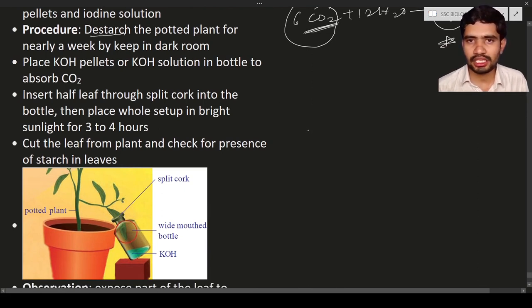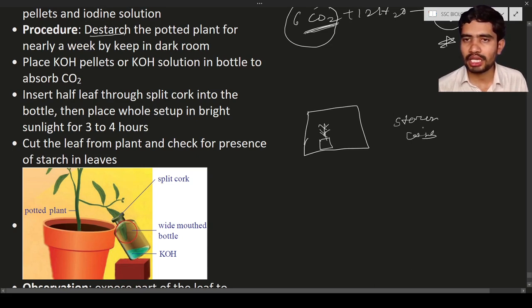So what is destarching? Take a potted plant and keep it in a dark room. What is the reason? If you keep the potted plant in the dark room, the plant is going to lose all its starch, because the starch is consumed. First of all, remember, destarching means removal of starch. De means removal, and starching is nothing but starch. So destarching is the process of making the plant consume all the starch material already present in the plant body. For this destarching process, we have to keep the plant in the dark room.